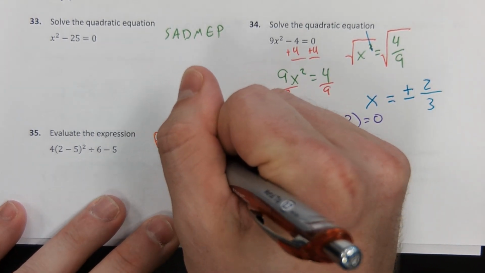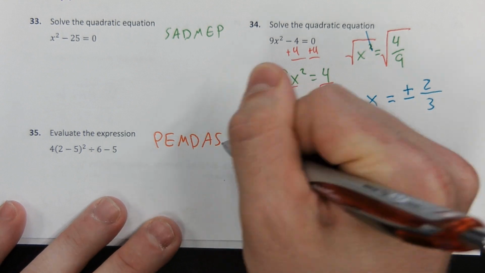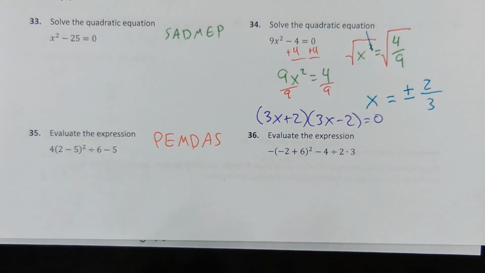Now, come on down to 35, 36. Oh, old buddy PEMDAS has come out to play. Both of these things require you to follow the order of operations, and that is literally all you need to do for these two questions. So I'll probably just do 36 for you.